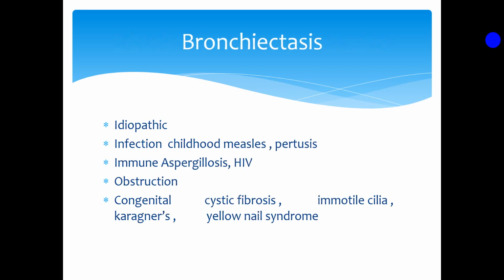What are the causes of bronchiectasis? Bronchiectasis, you would find clubbing on the fingers, and you would find respiratory crepitation that changes with coughing. Causes: idiopathic, infection like childhood measles or pertussis, immune deficiency in HIV or immune hyperactivity like aspergillosis, obstruction by foreign body or by mucus, congenital like cystic fibrosis, immotile cilia, Kartagener syndrome, and yellow nail syndrome.